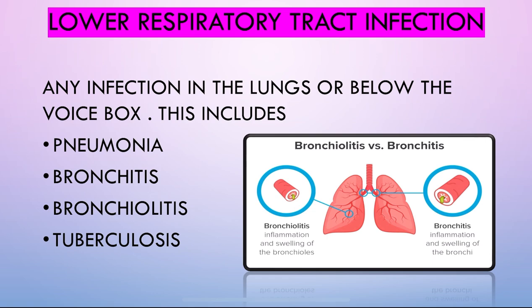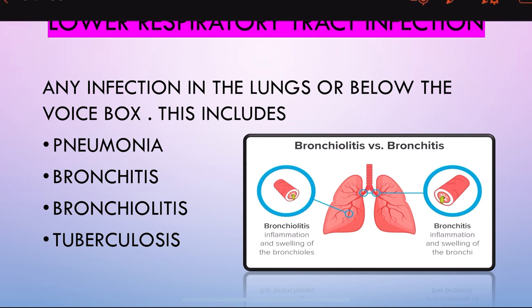And the infections which are seen in the lower respiratory tract are, first, pneumonia, in which the air sacs or the alveoli in one or both lungs may be filled with fluid or pus. And then we have bronchitis and bronchiolitis, followed by tuberculosis. Four things you have to remember: pneumonia, TB, bronchitis, bronchiolitis. You can remember it like this.